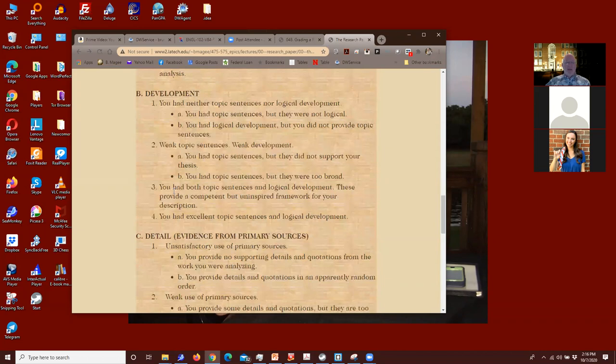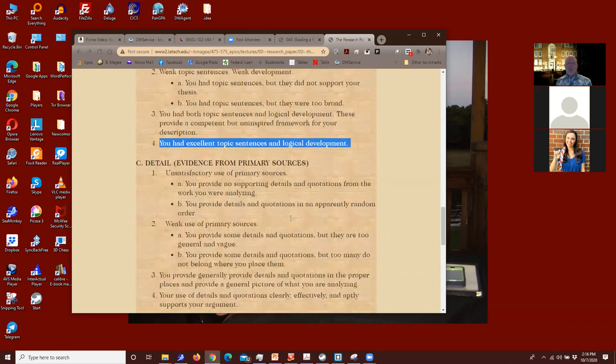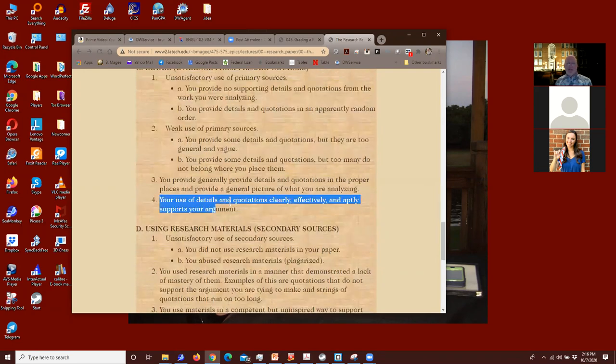Second is your outline, where you have good topic sentences and logical development. And these are based on the same model as the thesis. A topic sentence is exactly the same as a thesis, only it covers a paragraph instead of a whole work. Using details from the story.